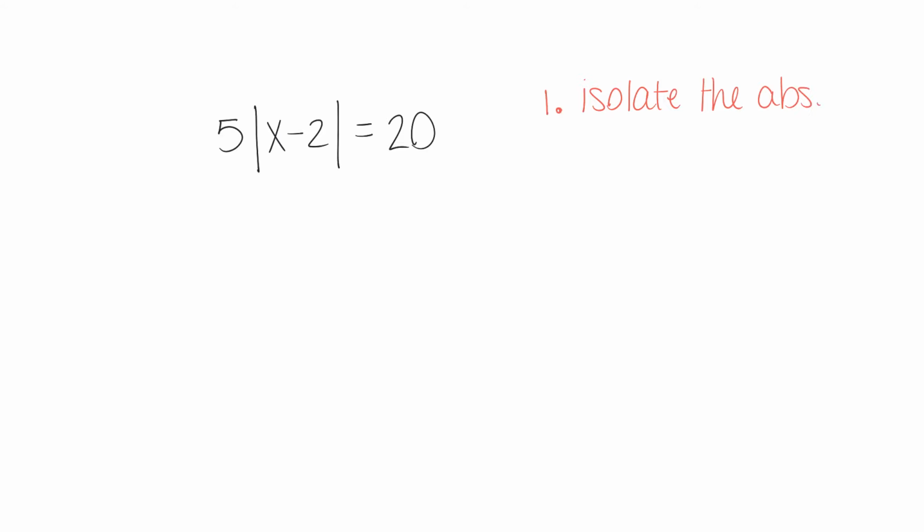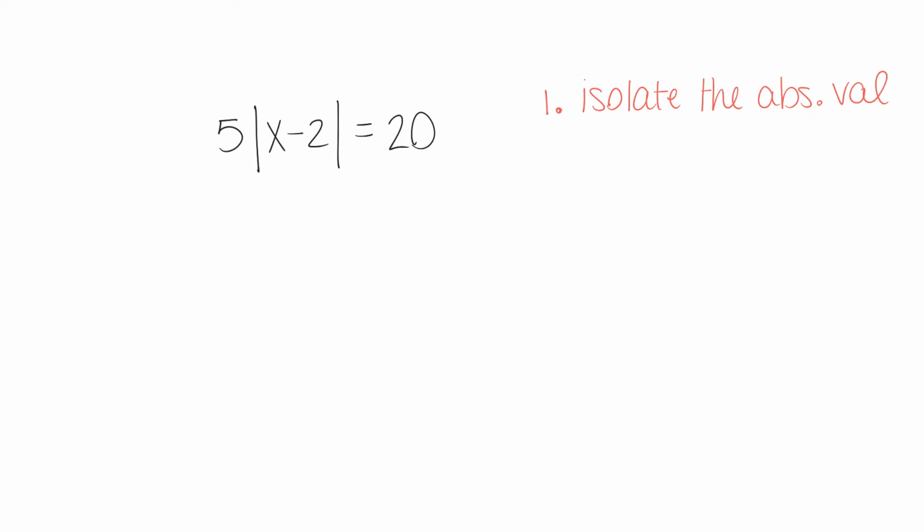Okay, let's try the next level. What if we have 5 times the absolute value of x minus 2 equals 20. Now we said to split it into 2, but there's actually a step that comes right before that. So the first thing we really have to do that was already done for us before is isolate the absolute value.